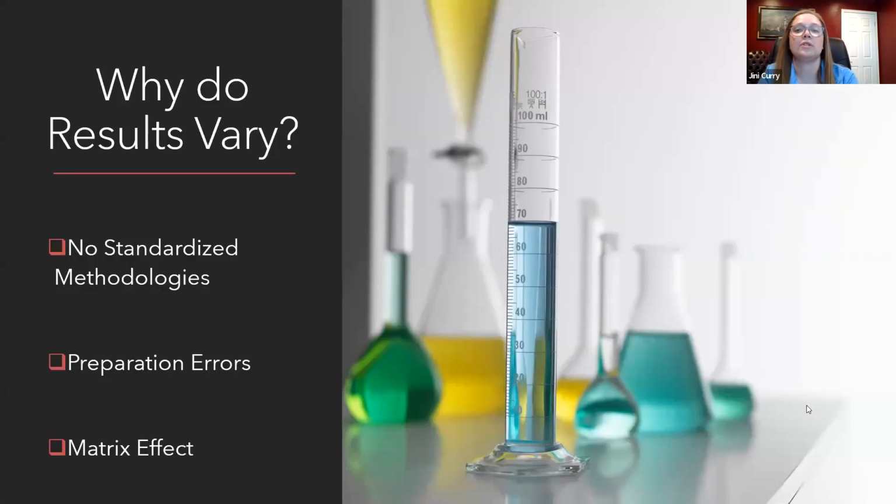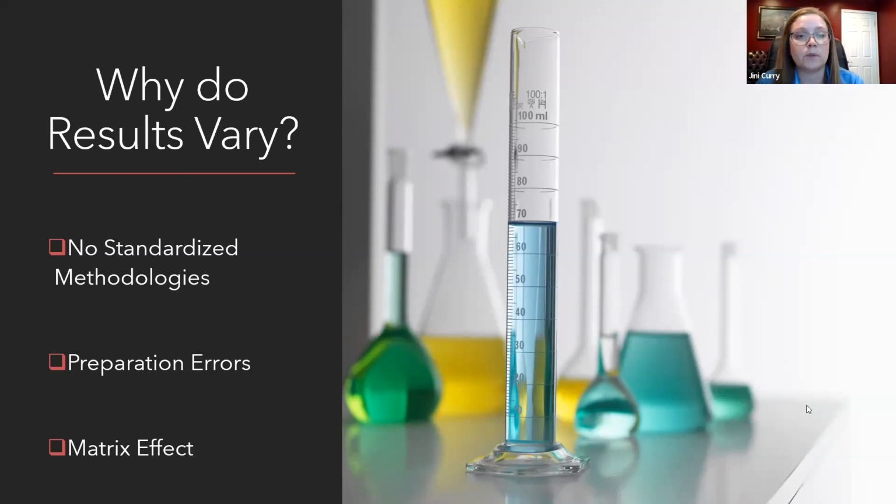So why do results vary? One of the biggest reasons we see variations in results is the fact that there are no standard methodologies. There are some coming out slowly from AOAC, ASTM. There are some Agilent app notes, some Shimadzu app notes, PerkinElmer app notes, lots of different options for labs, but they don't all align with each other. This creates a problem in the industry because labs are left wondering, which method do I use? Which method is the best? Which method is going to get me that most correct result?